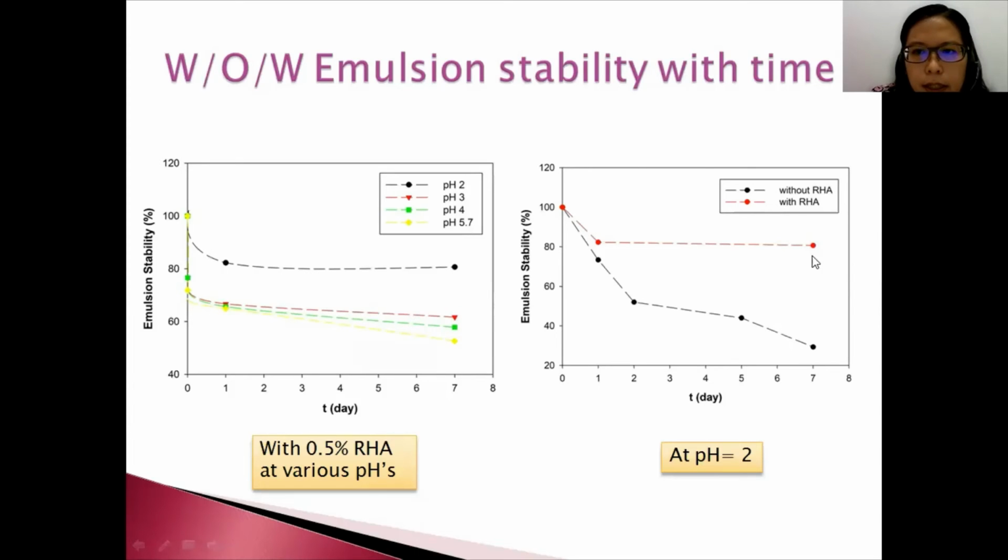So you can see here the significant difference between the emulsion prepared using rice husk ash as the stabilizer compared to the control sample. The stability of the emulsion increased quite tremendously, so it still retains about 80% of the emulsion stability after 7 days compared to the control sample.